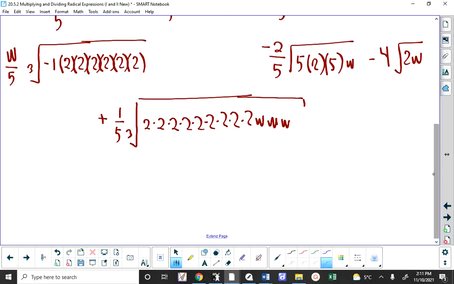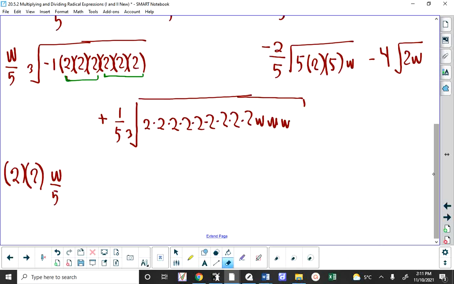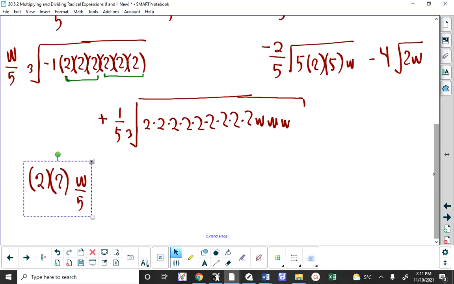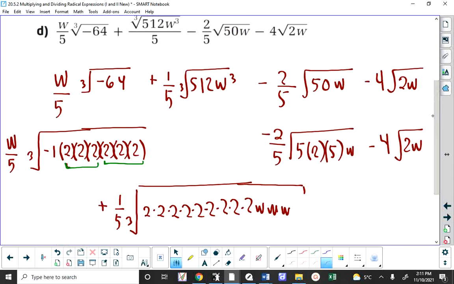So now, if we look at the first term, I have a group of 3 2's under a cube root and another group of 3 2's under the cube root. I can take both of those 2's outside now, and then I have w over 5 cube root. Well, you know what? That's all I have, isn't it? Because what I'm going to do at the same time is put a negative there. Everything was extracted. And you could have just said the cube root of negative 64 is negative 4. Negative 4 cubed is 64. And that's what we pulled out.